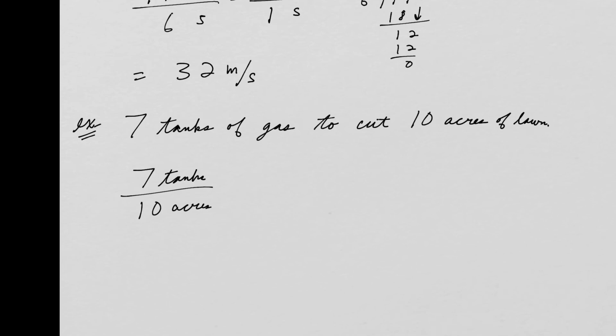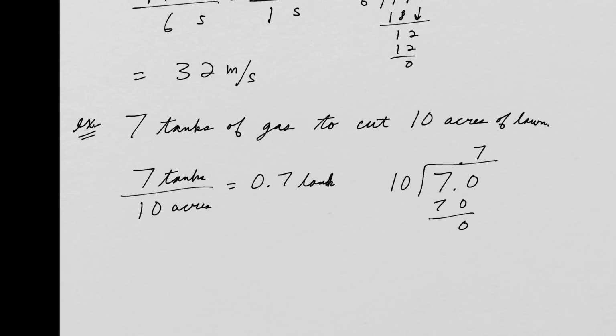Okay, then we divide it out, right? So 7 divided by 10. Well, let me write it as a decimal, so I'm going to need a decimal point there and then some zeros. I guess just 1 0 in this case. And 10 goes into 77 times. The remainder is 0. So this is equal to 0.7 tanks per 1 acre. Which again, you don't need to write the 1, you can just put acre.